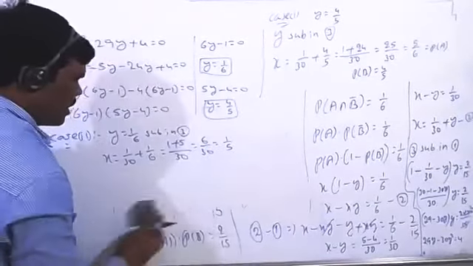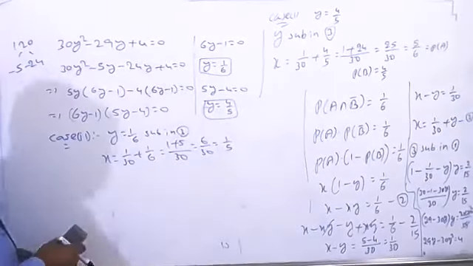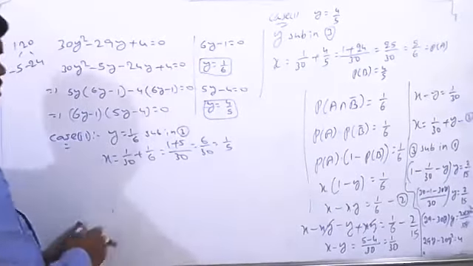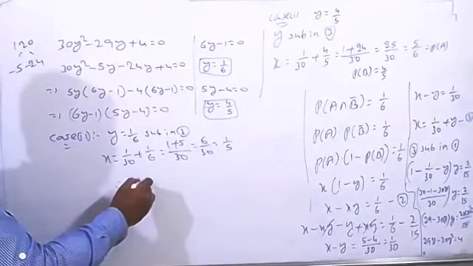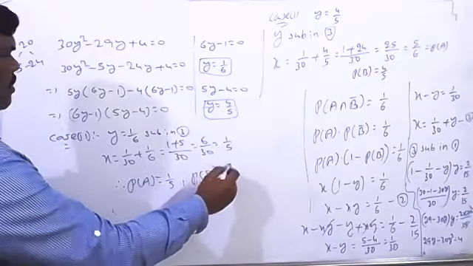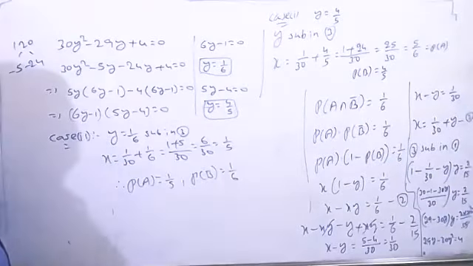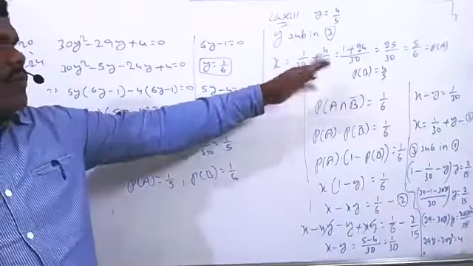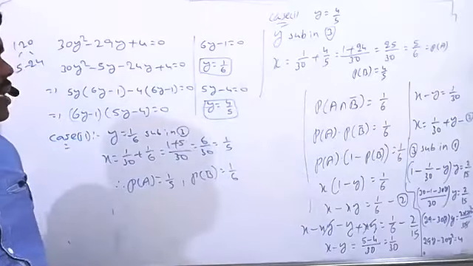In this case, then what will you get? Tell me. In this case, P of A is equal to 1 by 5 and P of B equal to 1 by 6. Two cases. In the first case, P of A equal to 5 by 6 and P of B equal to 4 by 5.